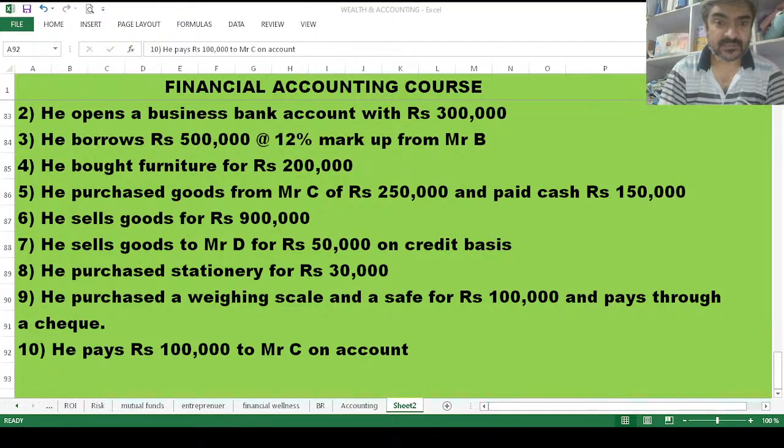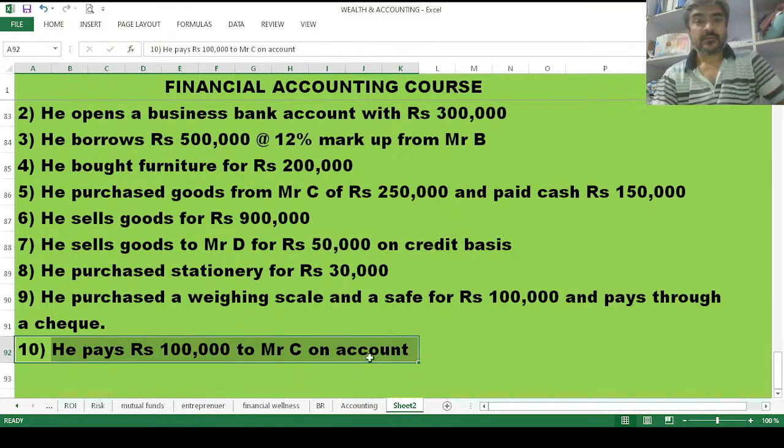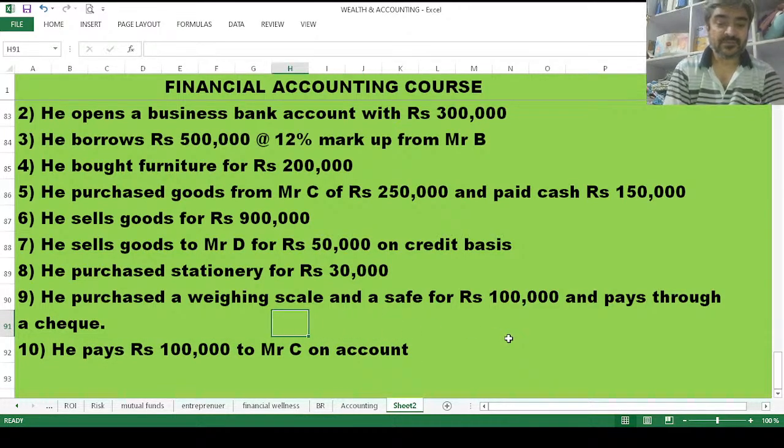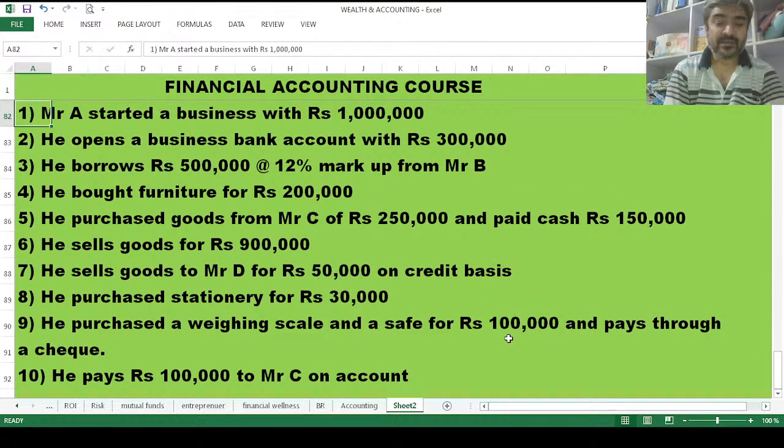So these are the 10 examples of financial transactions which need to be recorded in the books of accounts. And in today's lecture we have analyzed the effects of each transaction.